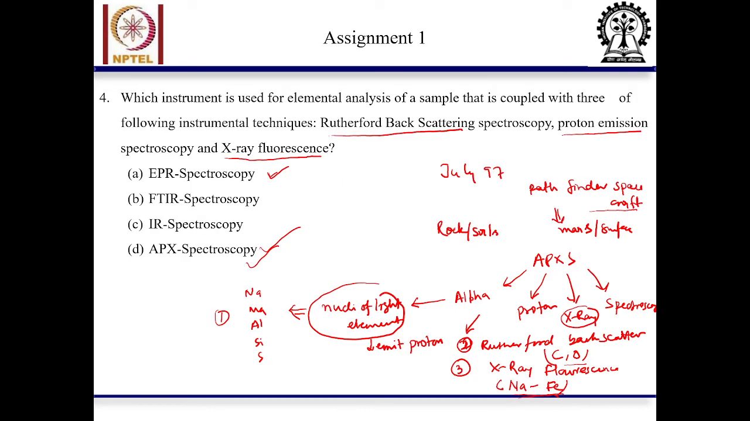Which instrument is used for the elemental analysis of a sample that is coupled with three of the following instrument techniques: Rutherford backscattering spectroscopy, proton emission spectroscopy, and X-ray fluorescence? This question is related to July 1997, when the USA sent the Pathfinder spacecraft to Mars to do the elemental analysis of the Mars surface, where there are rocks and soils. So the APX spectrometer was used. S stands for spectroscopy, X stands for X-ray, P stands for proton and A stands for alpha.